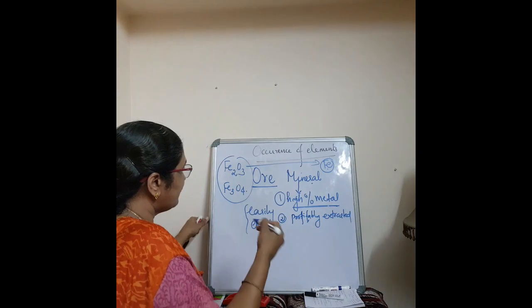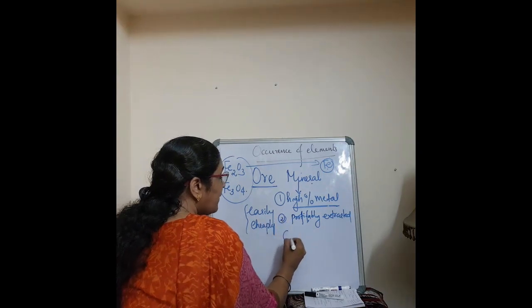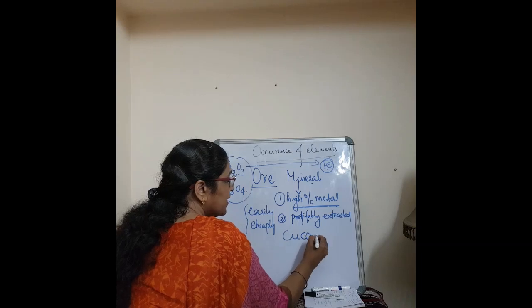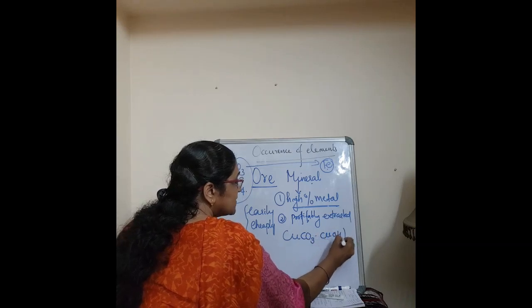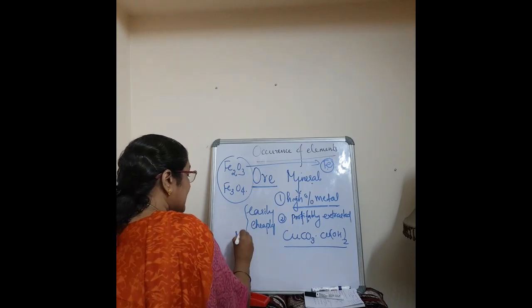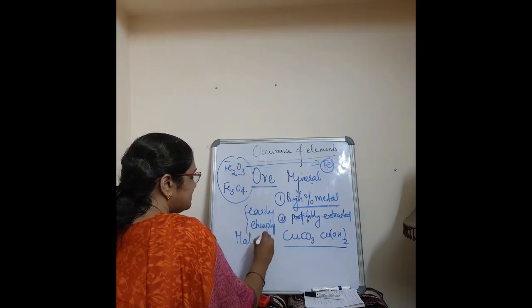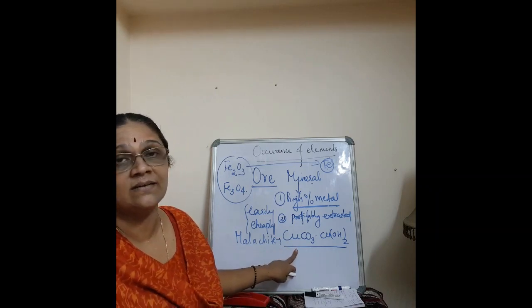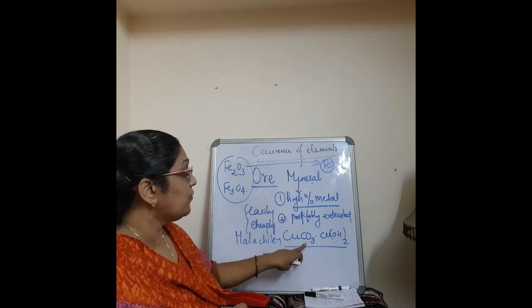Correct. Likewise, for example, in the case of copper. One of the ores of copper is copper carbonate, copper hydroxide. This mixture is called malachite. So many ores are there. One such example of an ore is malachite. So this is an ore of copper.